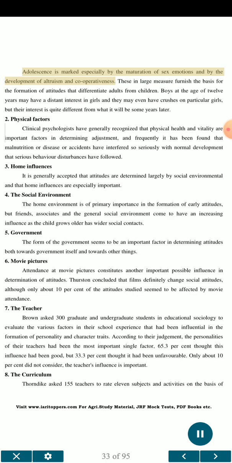Adolescence is marked especially by the maturation of sex emotions and by the development of altruism and cooperativeness. These in large measure furnish the basis for the formation of attitudes that differentiate adults from children. Boys at the age of 12 years may have a distant interest in girls and they may even have crushes on particular girls, but their interest is quite different from what it will be some years later.